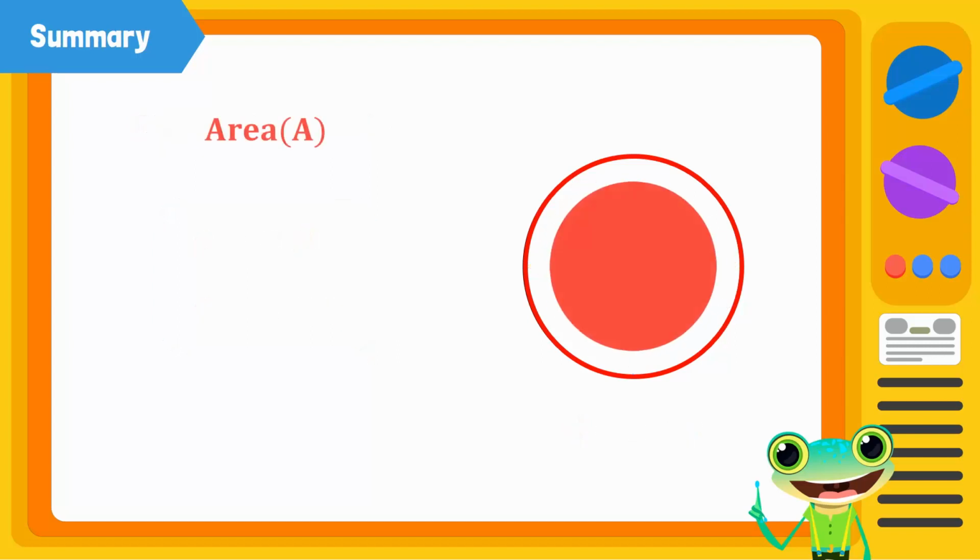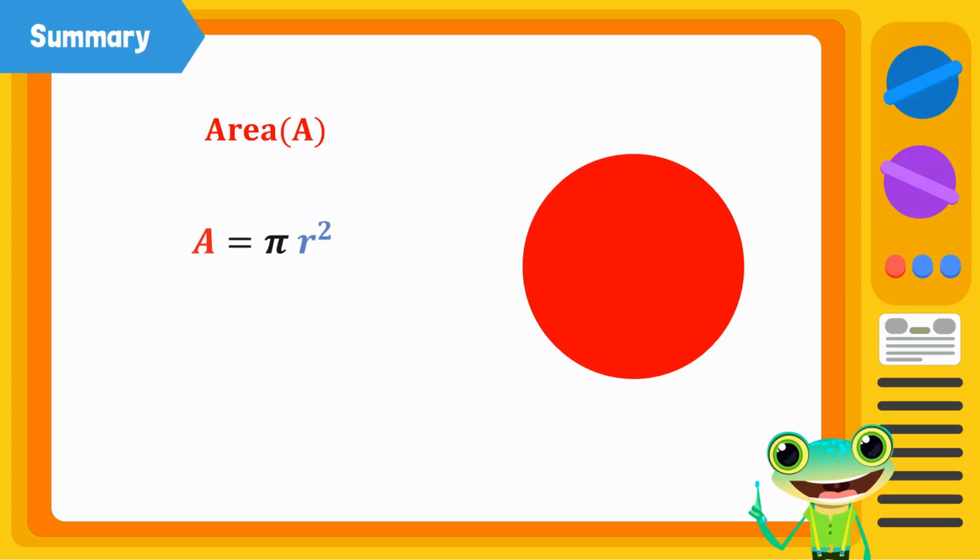To calculate the area of a circle, we use the formula A is equal to pi r squared, where r is the radius of the circle. If we are given the diameter of the circle, we can divide it by 2 to get the radius and then use the radius in this formula to find the area of any circle.